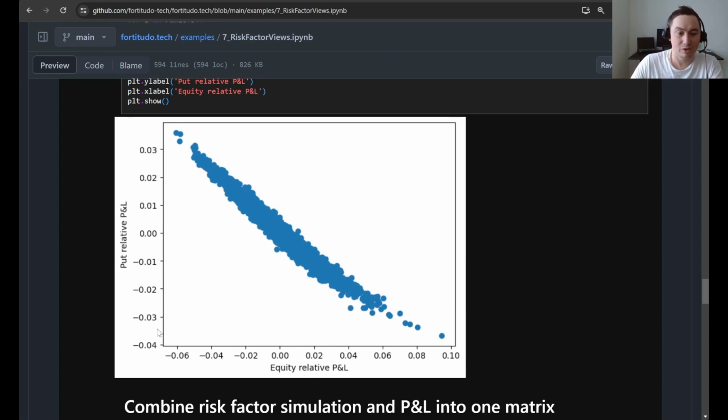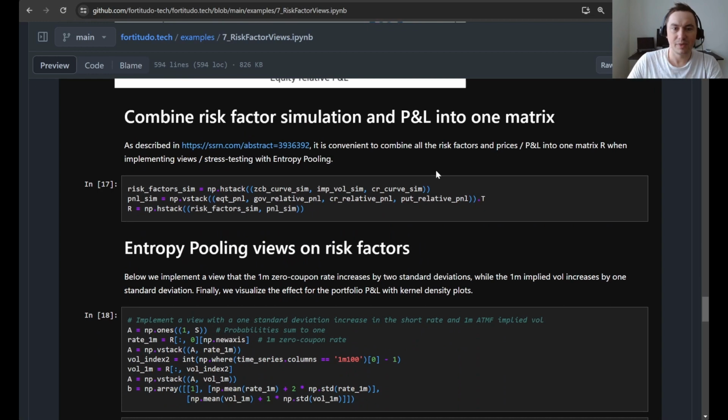So definitely there is some change in the delta of the put option in this case. Alright, so now we have simulated the risk factors, we have priced some instruments, and now we want to combine it all into one matrix, so we can use that matrix to implement entropy pooling views, as we talk about in the entropy pooling article.